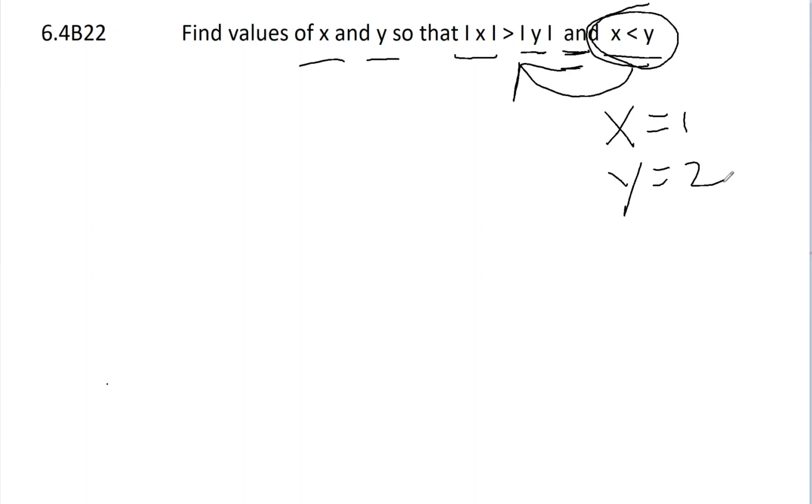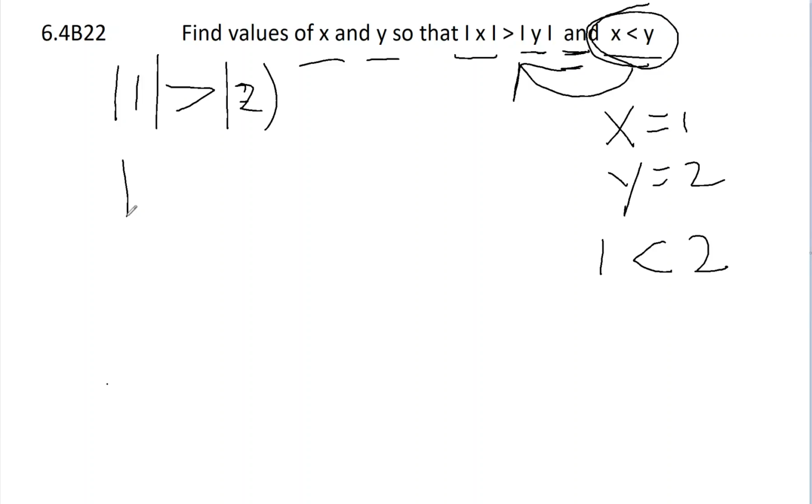That would fit 1 as x being less than 2. But how does that work for absolute value? What if we say the absolute value of 1 is greater than the absolute value of 2? That's not true. The absolute value of positive 1 is 1 unit away from 0, so the absolute value is 1, which is not greater than 2. The absolute value of positive 2 is 2, so this does not work.